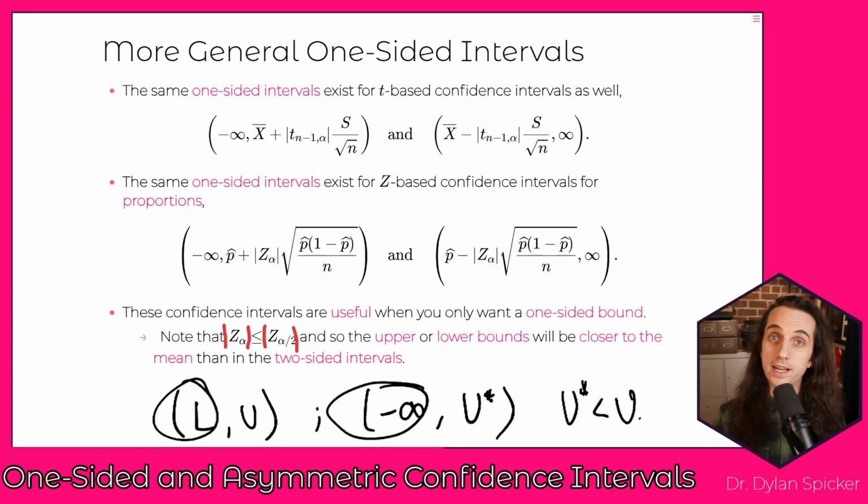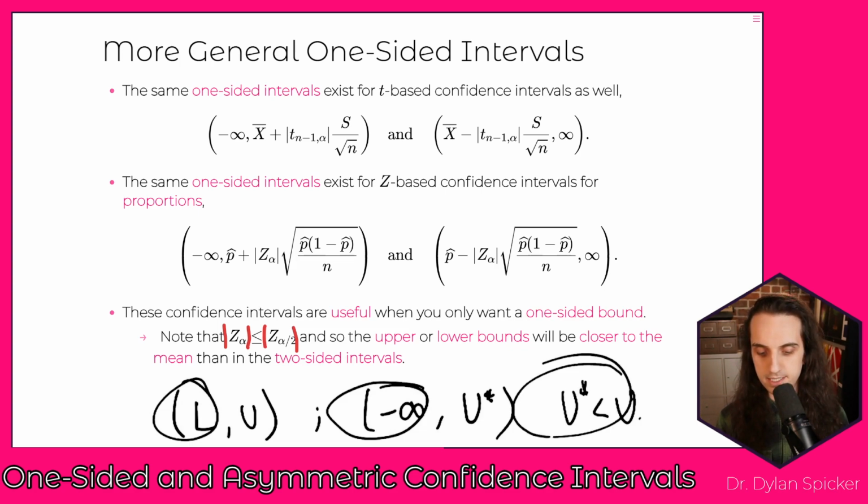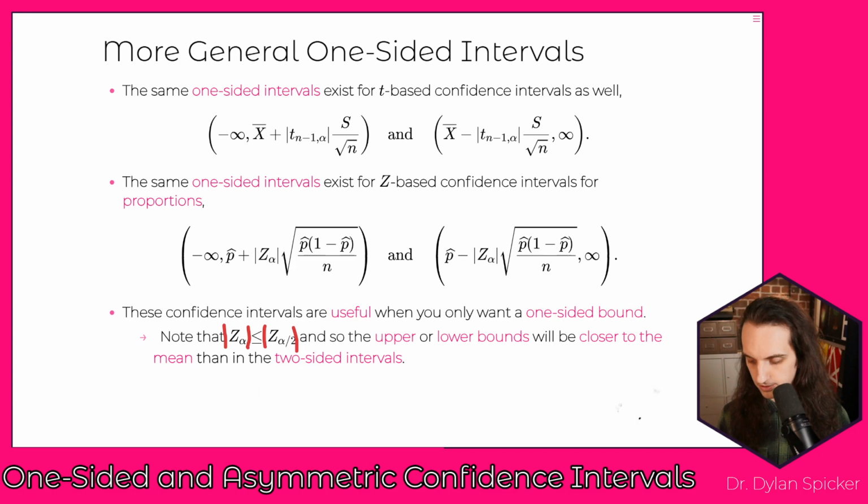And so we trade and we say we don't care about what's going on on the lower side, but we want to have the best upper bound that we can have, and we can get a closer upper bound if we do the one-sided interval here, right? So that's the benefit to doing the one-sided interval.